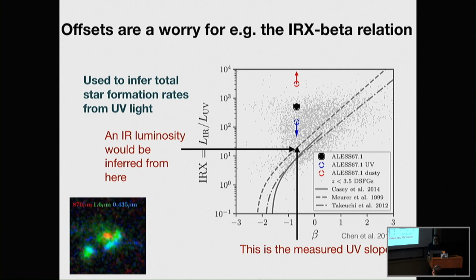But it's quite clear that the population of dusty star-forming galaxies doesn't actually fit very well on this relation. And one reason is geometrical effects. If the majority of your UV light is coming from regions that aren't very dusty, you're going to underestimate the IR luminosity and hence the star formation rate.